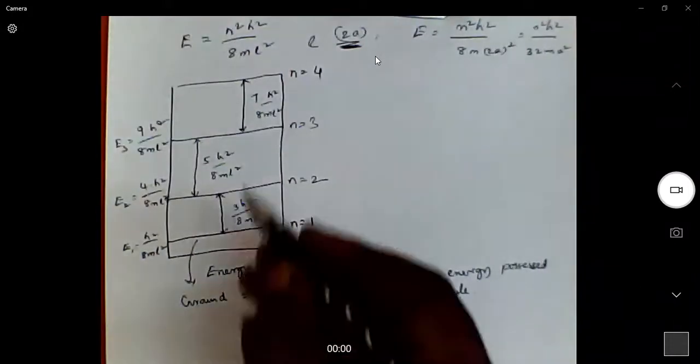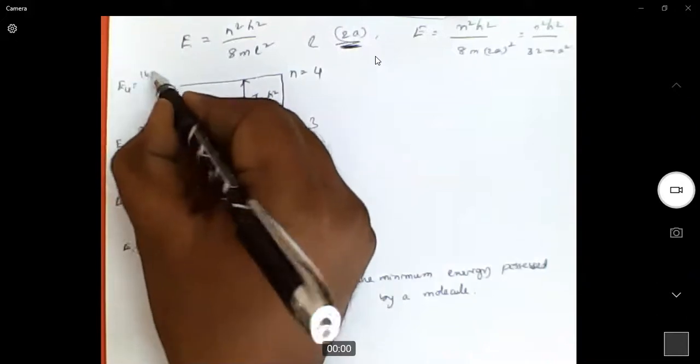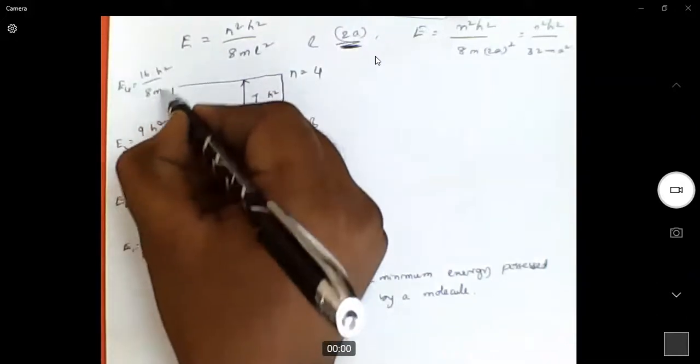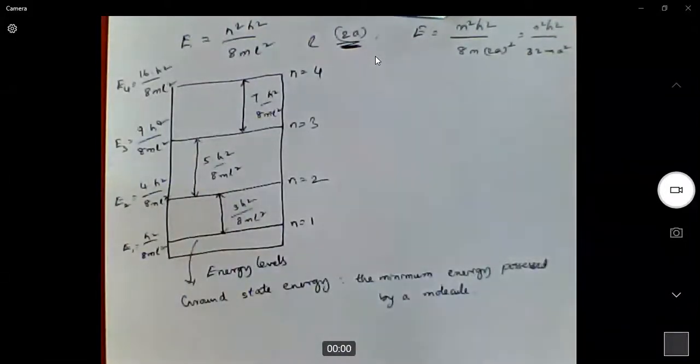We will check this, right? When n is equal to 4, E4 is equal to 4 squared, 16h squared by 8 m L squared. 16 minus 9, it is 7. Now you tell me, what is the energy difference between the n is equal to 5 level and the n is equal to 4 level? n is equal to 5, 5 squared 25, n is equal to 4, 4 squared 16. So 25 minus 16, it is 9h squared by 8 m L squared.